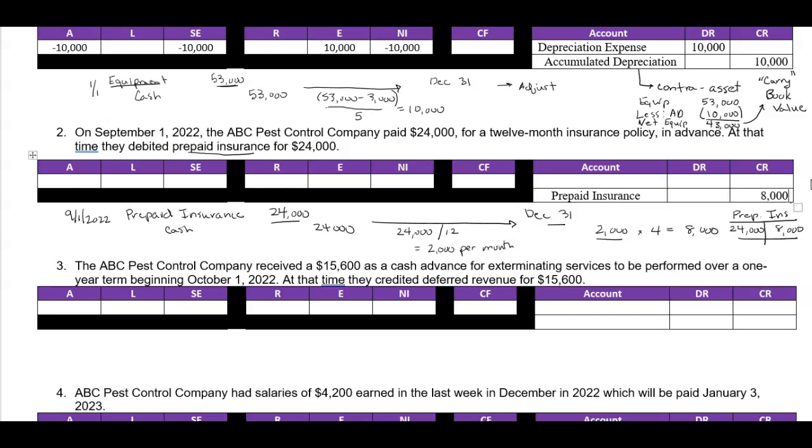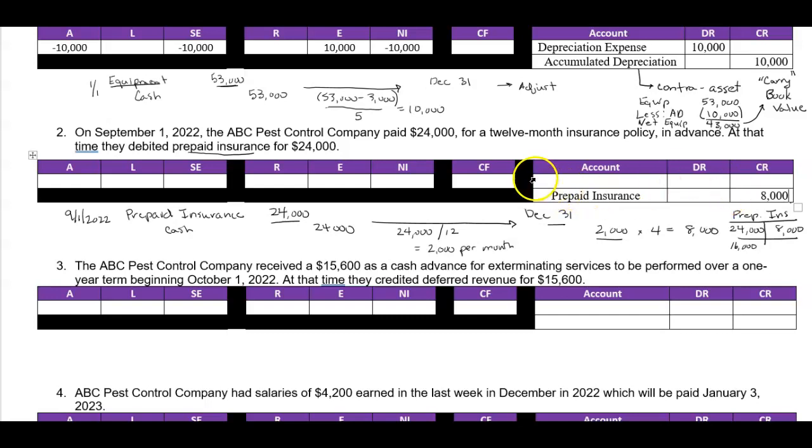Now, what does that tell me? Well, we've used 4 of the 12, so I should still have 8 months left. And 8 months at 2,000, I should have a balance of 16,000 that will bring me future benefit. Do I? Absolutely. The net of those two is 16. So that's what I'm carrying forward to the next accounting period. That will be consumed in 2023. I do not want to recognize the expense this period, only the 8.